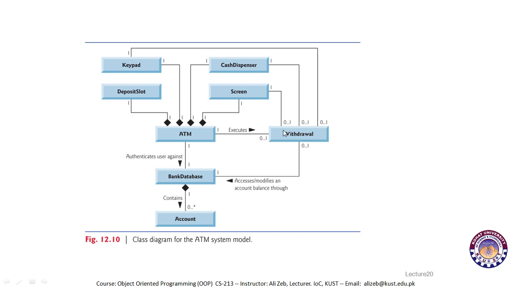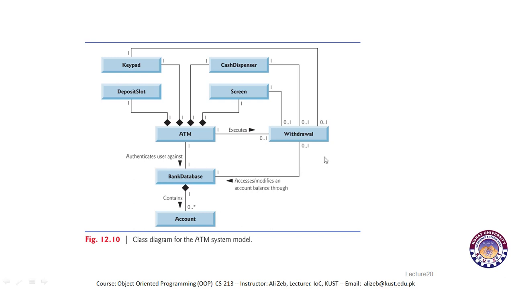And we can also see the multiplicity values indicated with each of these classes. So for example, an ATM will have at most one object of the cash dispenser class, and likewise at most one object of the screen class. It will have at most one object of the deposit class. On the other hand, the ATM can have zero or one withdrawal at a time, and it will be working with at most one object of the bank database. And in this case, the bank might not have any account details, or it can have many account details. So the relationship is zero or many.